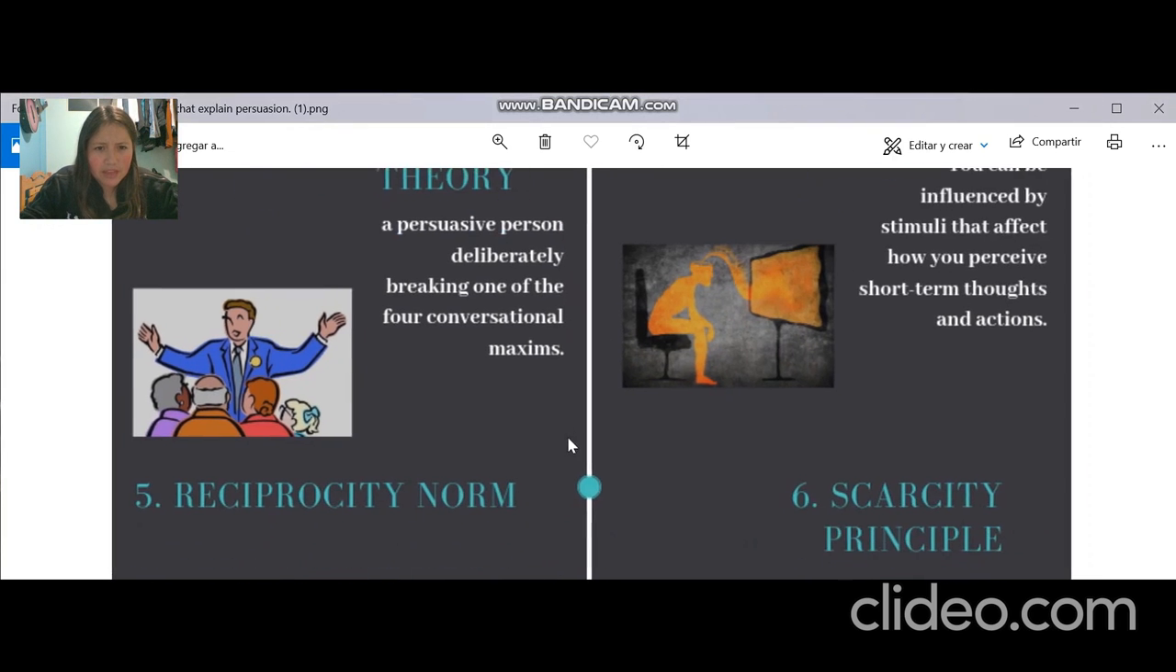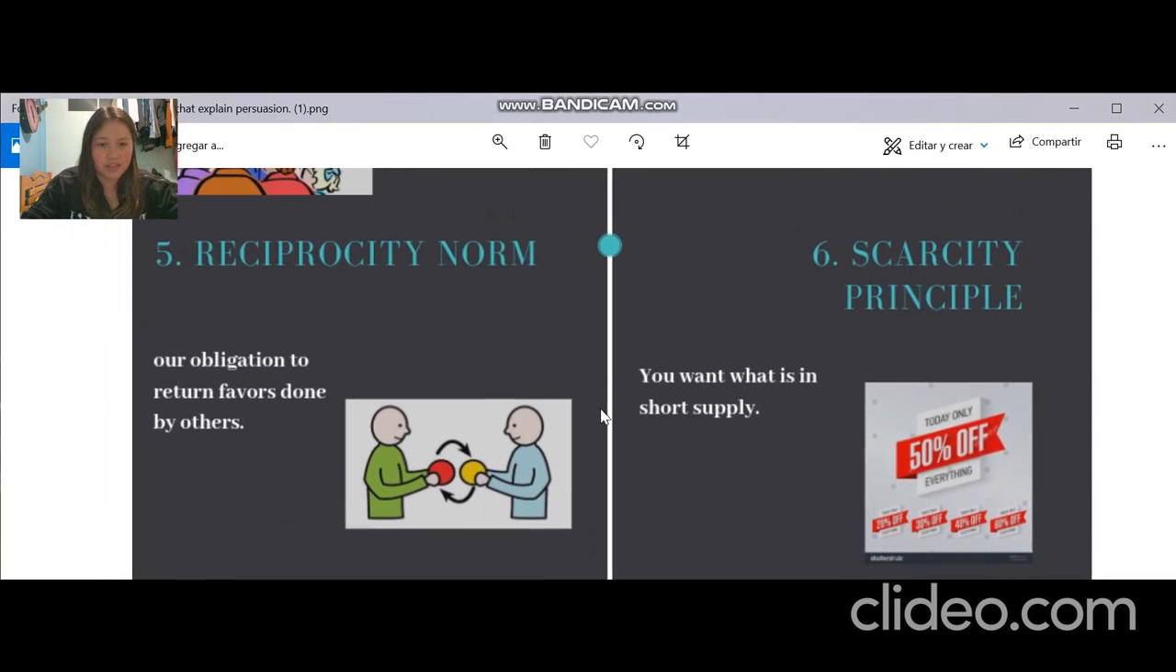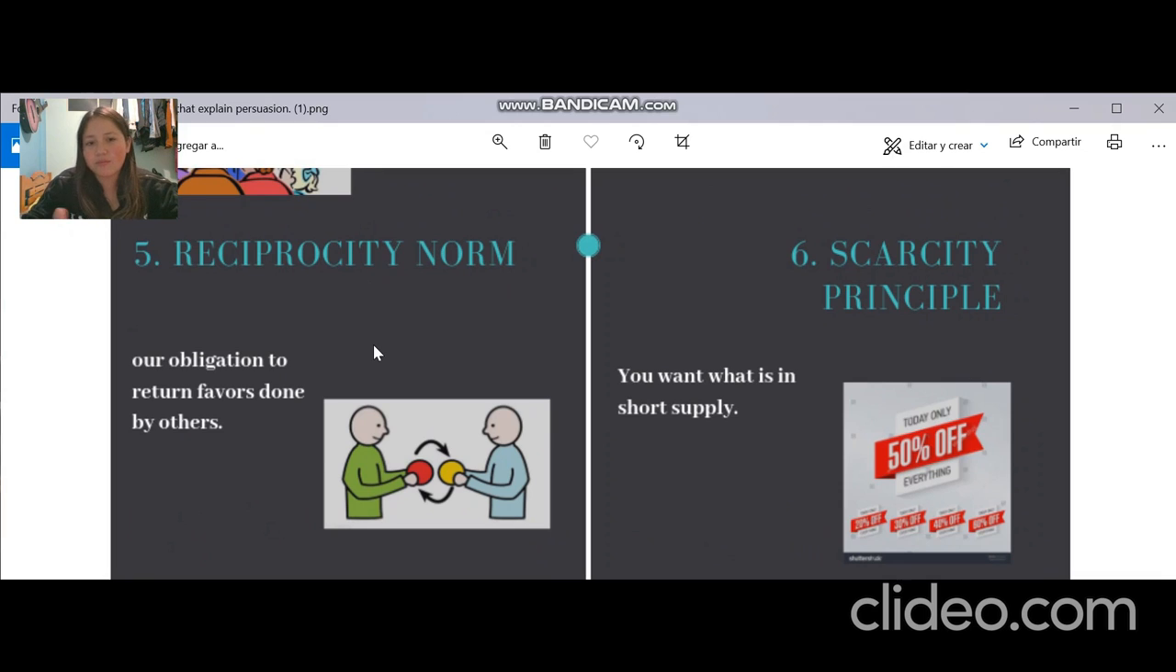So, the fifth theory is called the reciprocity standard, or reciprocity norm. This is a very common social norm which states that if I give you something or help you in any way, you are obligated to return the favor. Our obligation to return favors done by others.